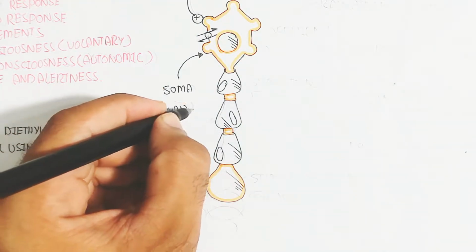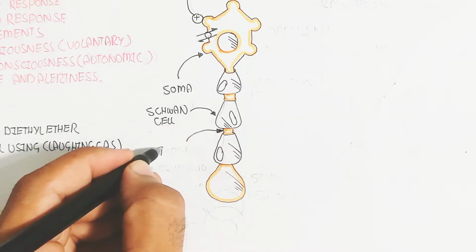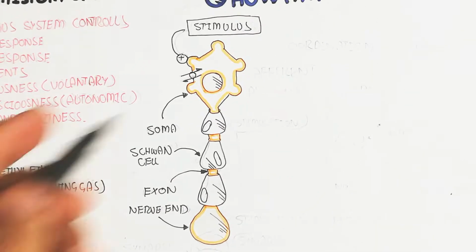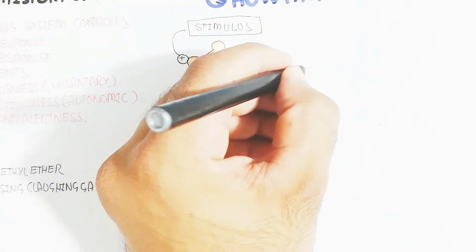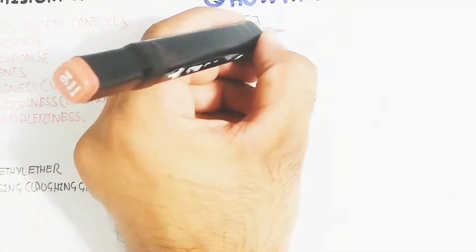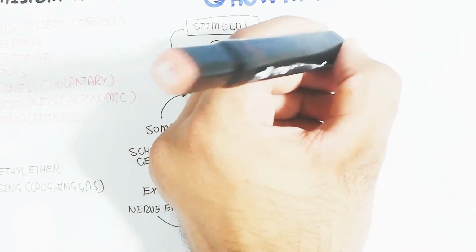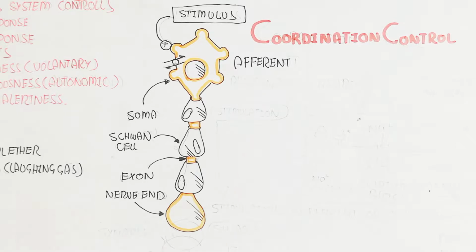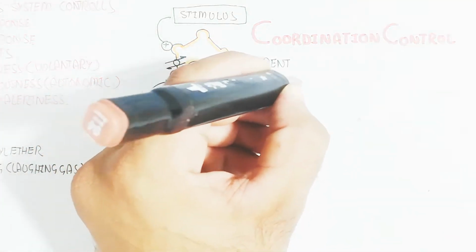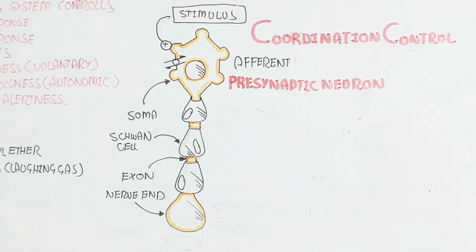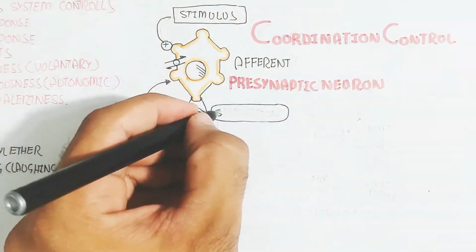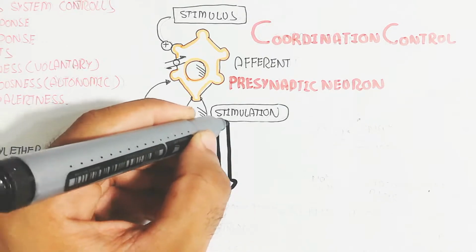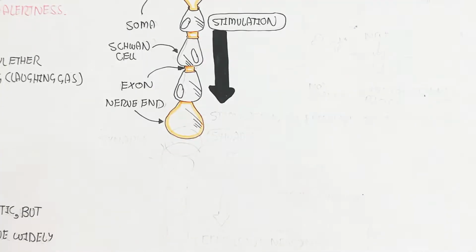So this is the presynaptic neuron, the afferent neuron, which will give the stimulation after the stimulus. This stimulus can be a touch or other, such as pain, and in this way the afferent neuron, as a sensory neuron, will sense the signal. It contains the soma, the Schwann cell, axon, and nerve end. In this way, the stimulation will target the synapse with another neuron, the interneuron, and then pass the stimulation to the efferent neuron.